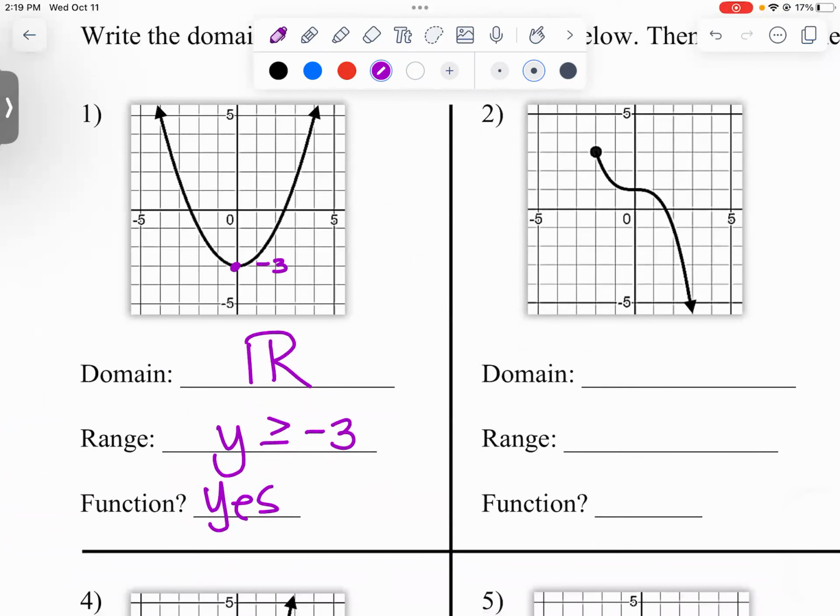Okay, now let's look at number two. First of all, is number two a function? Yeah, it passes the vertical line test. Okay, so domain, we go from left to right. Do I have any X's right here? No, not until -2. And then as we keep going, it gets greater. So we start at -2 and get bigger.